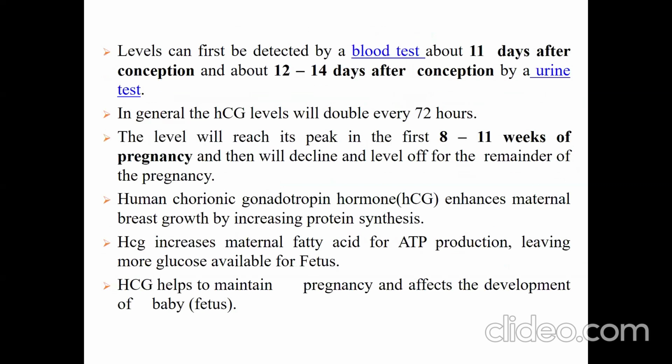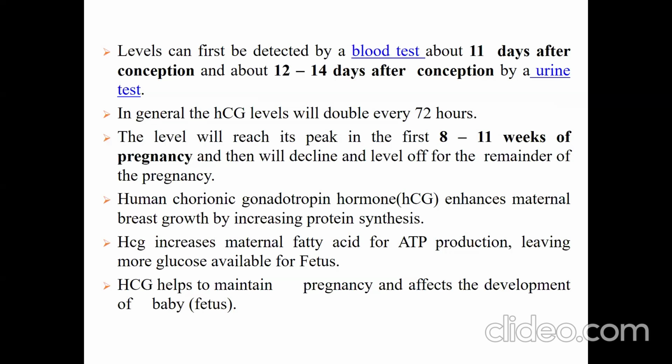And the levels, how much amount of HCG is found. So the level can first be detected by the blood test about 11 days after the conception, and about 12 to 14 days after conception by a urine test. As I already said, the HCG will be released through the pregnant woman's urine. So, with the help of the urine HCG, we can confirm the pregnancy. It is the important test for confirming the pregnancy.